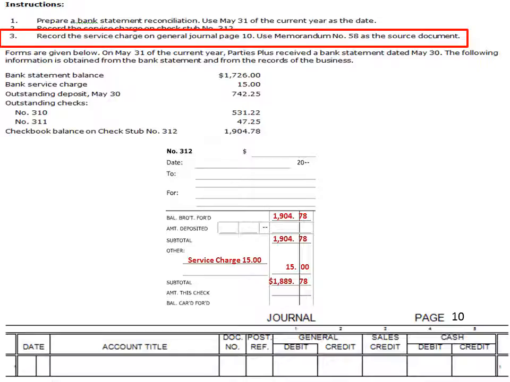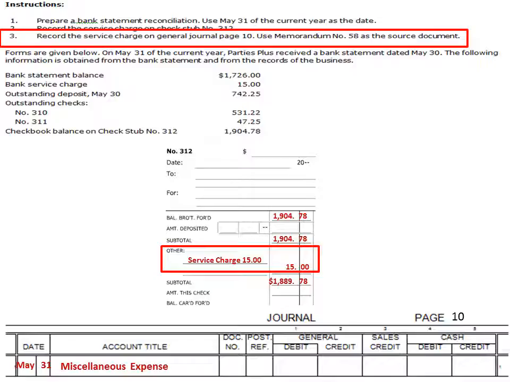And what we don't have now, as you can see based on the deposit on the check stub, is cash. So we're going to be crediting cash and we're going to be debiting the expense. So we're going to take our service charge of $15. This happened earlier. If you look on it, this happened on May 31st. Now the account title we're going to use here is called miscellaneous expense. We're not going to call it bank expense. We're not going to call it anything else.